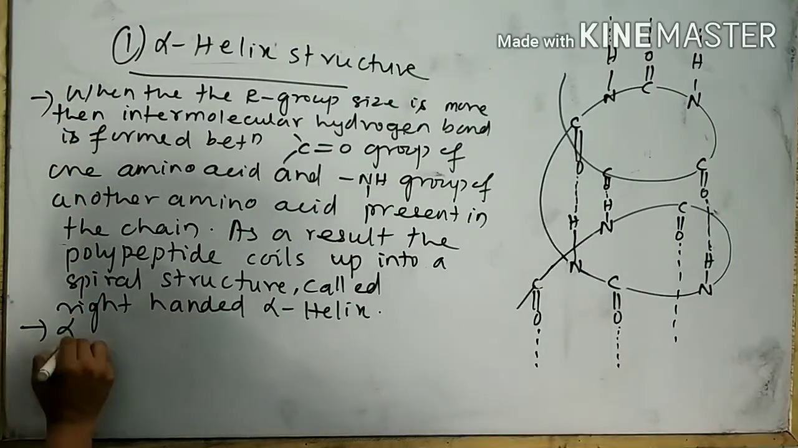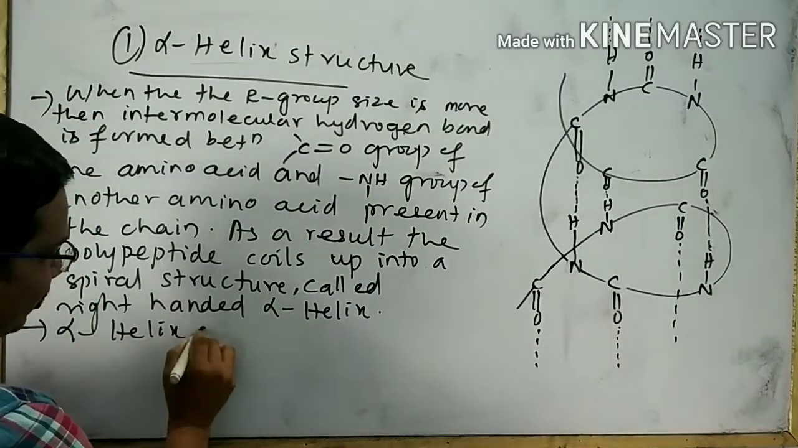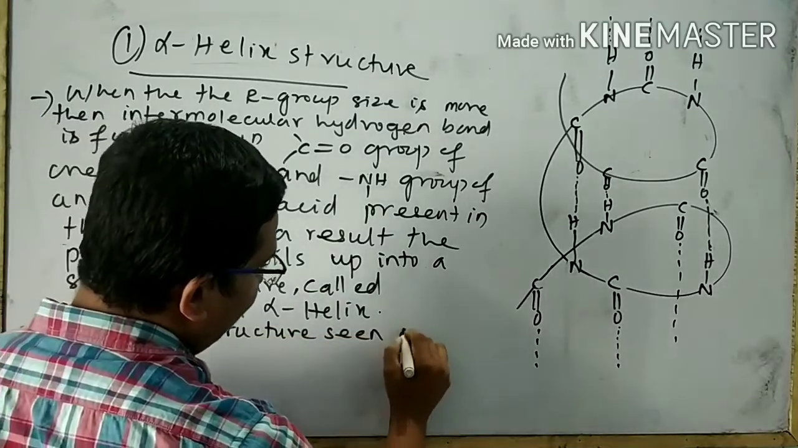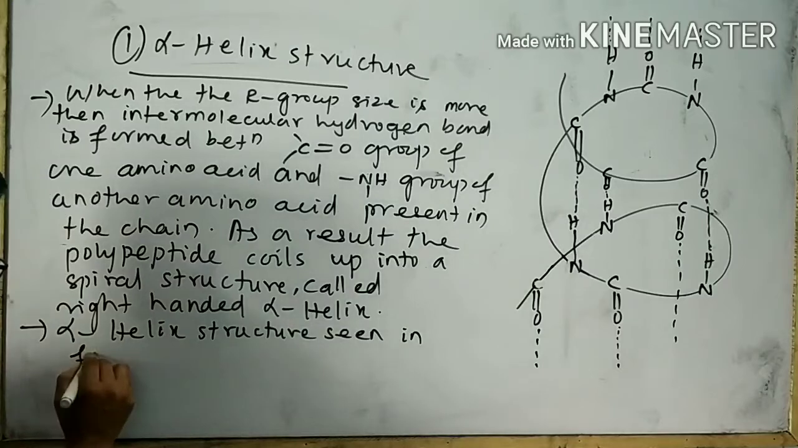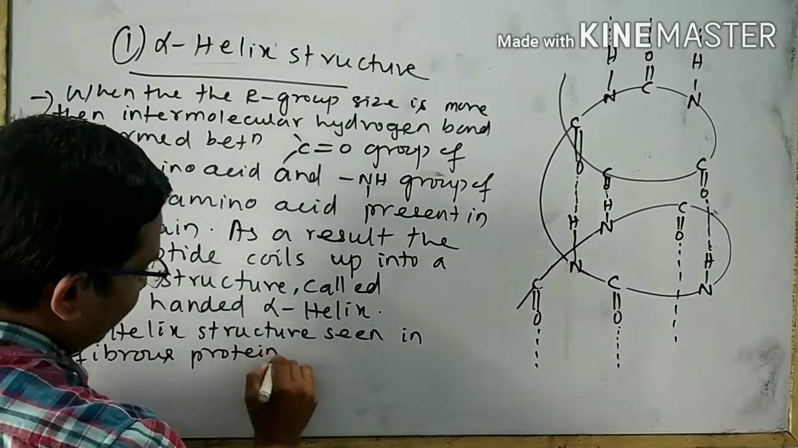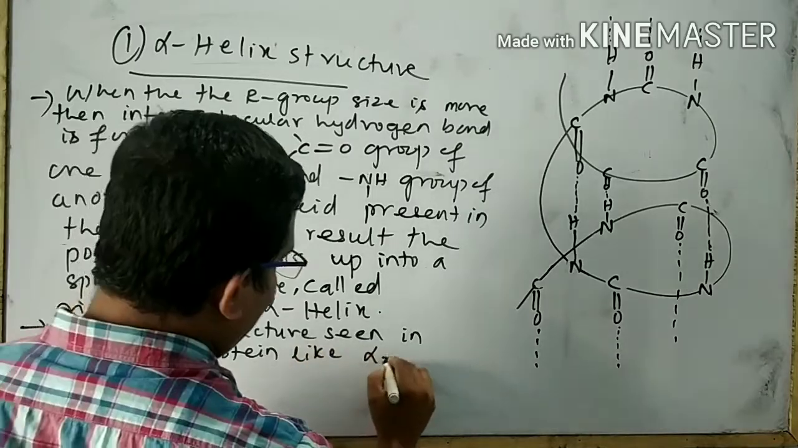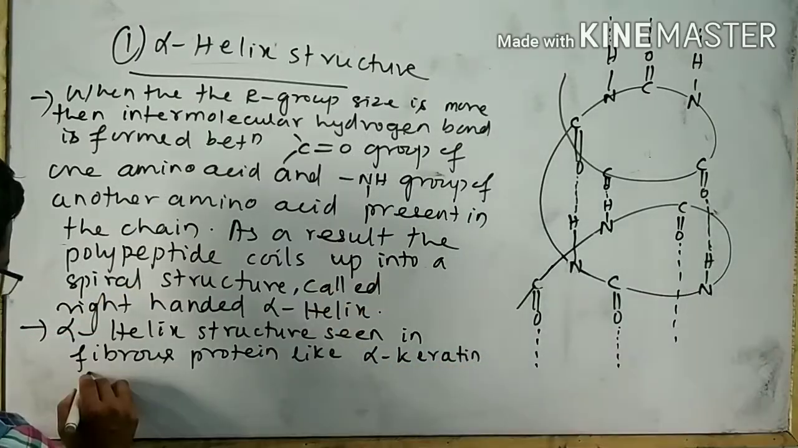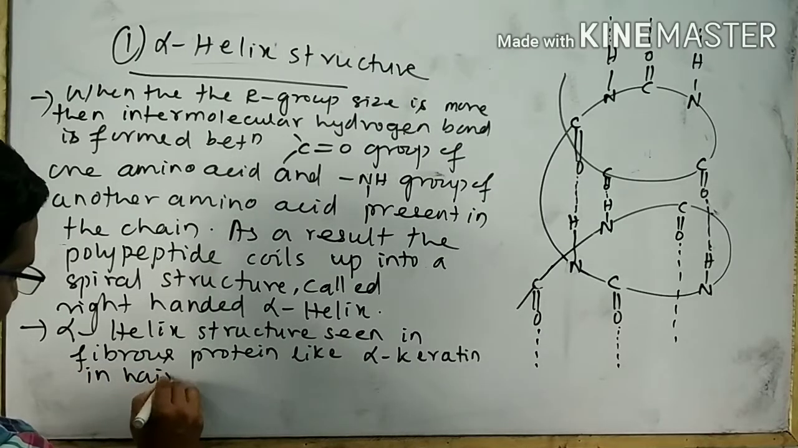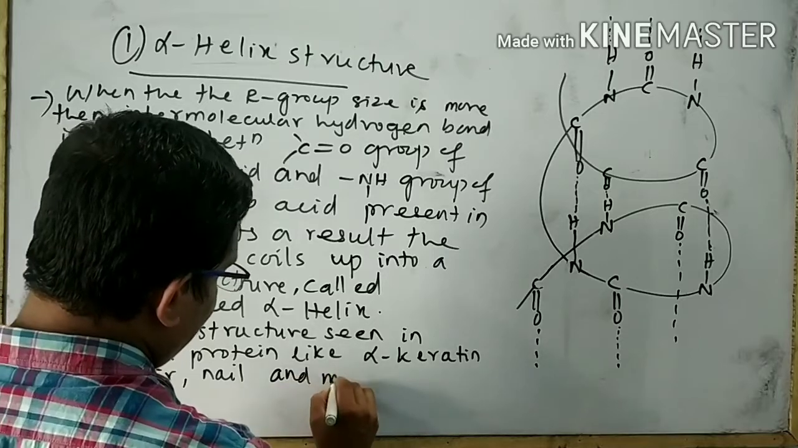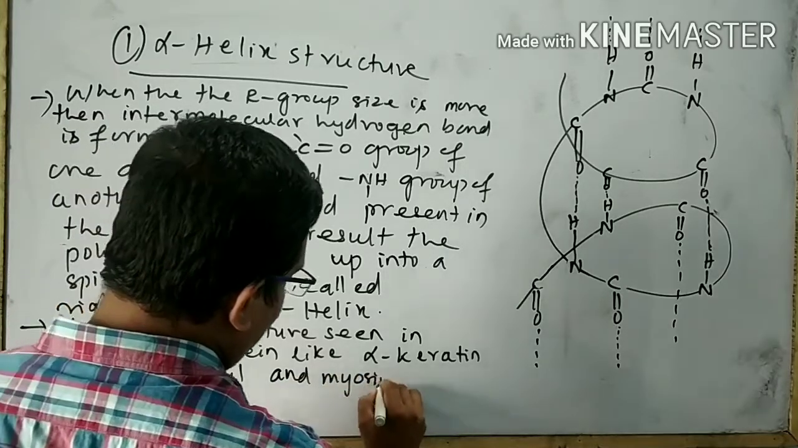The alpha helix structure is seen in fibrous protein like alpha keratin in hair, nail and myosin in muscle.